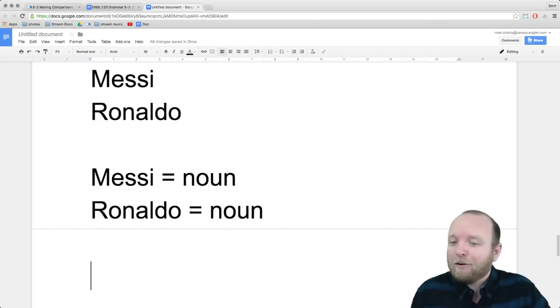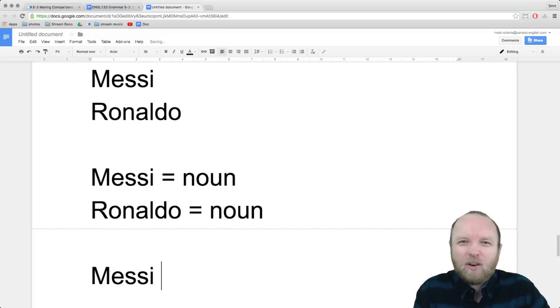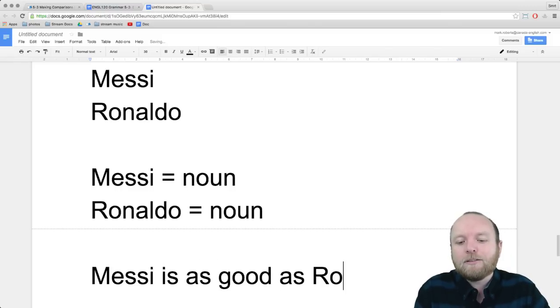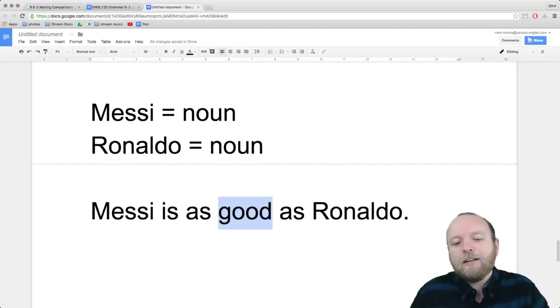Iran, you're a noun. I'm a noun, okay? So if we're going to describe Messi, Messi is a noun, so we need an adjective. Messi is as good as Ronaldo. They're the same. Understand? Good is describing Messi. Messi is a noun, so we need an adjective.